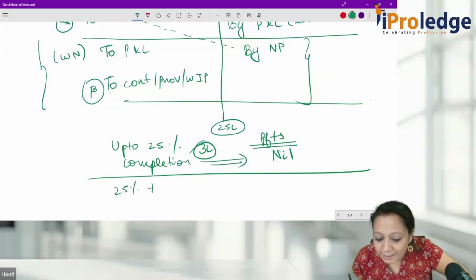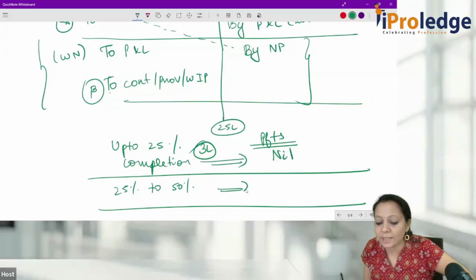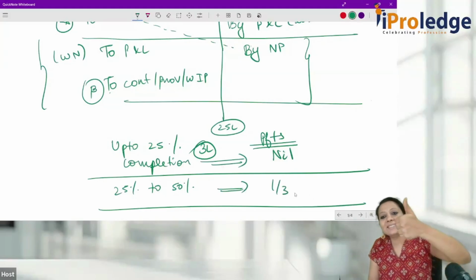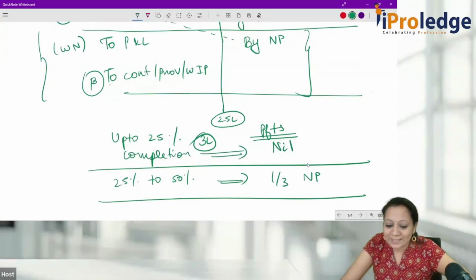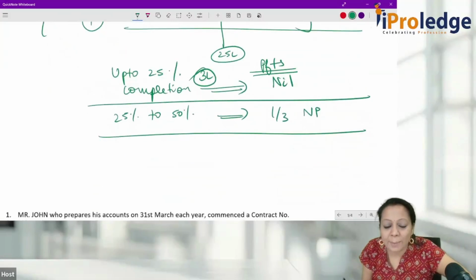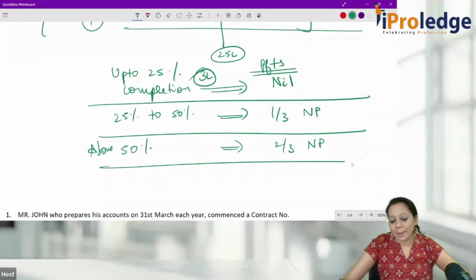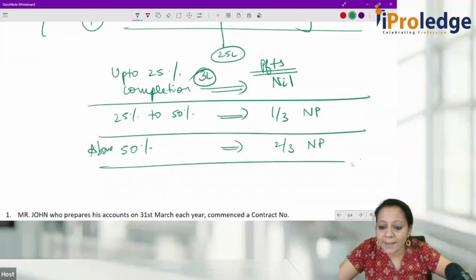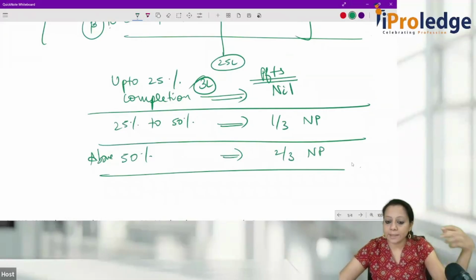Then 25% to 50%, that is more than 25 and up to 50, it will be 1/3. Very good. 1/3 of what? Notional profit has to be recognized. Then, very good. It is going to be above 50%, which means two-thirds of the notional profit can be recognized. Okay. Ma'am, what if the full contract is completed? Recognize fully. What are you waiting for? That's it.